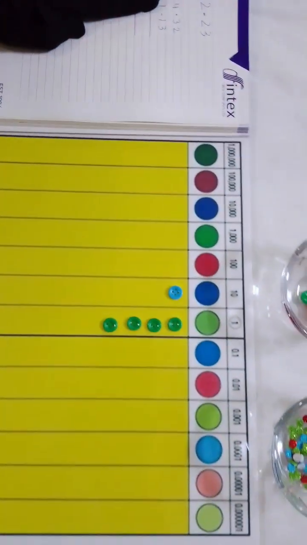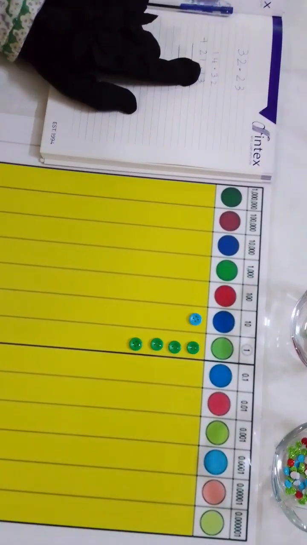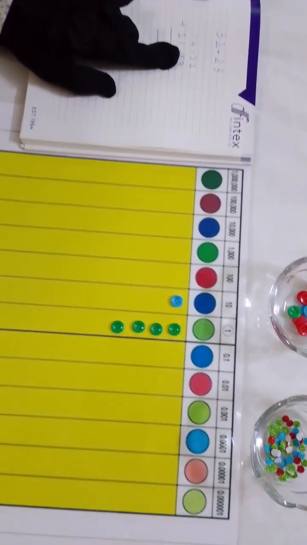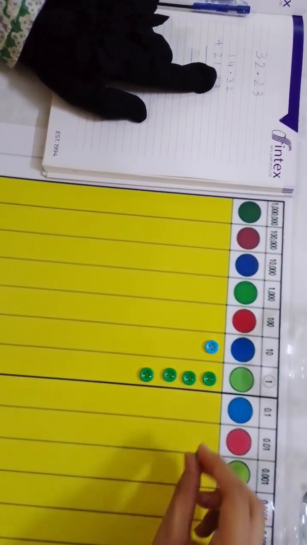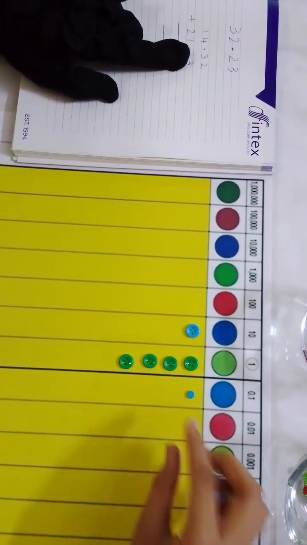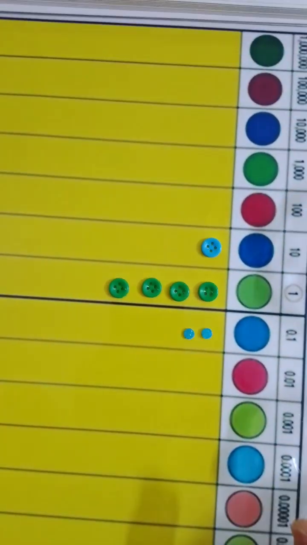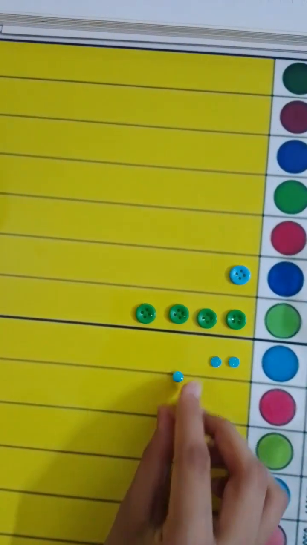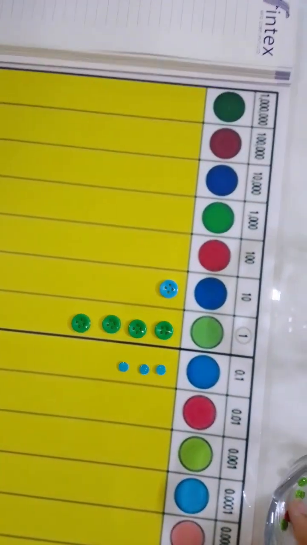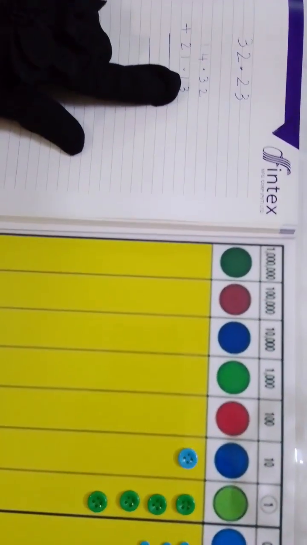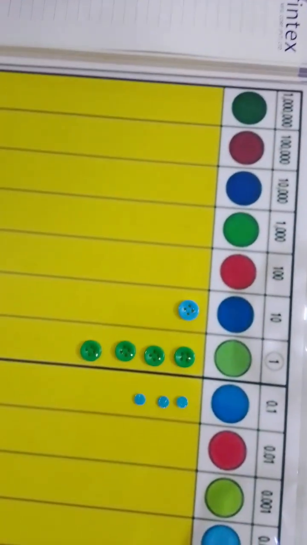Good. Now let's move on to the decimal numbers, the fractions. 3/10. Good. 1/10, 2/10, and 3/10. Good. Two hundredths. 2/100ths.